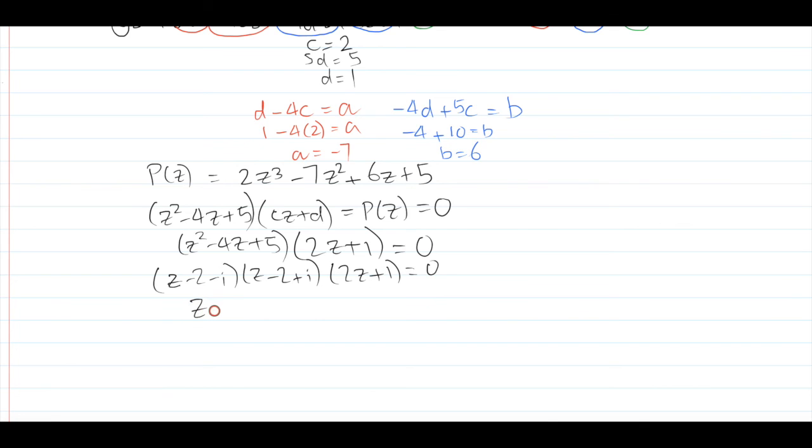So to solve for your zeros or your roots, z minus 2 minus i equals 0, so z is 2 plus i. We also have 2 minus i, the conjugate. And lastly, we have negative half. If you bring 1 to the right side, that's negative 1 divided by 2, z equals negative half. And those are your zeros. And we did this question.